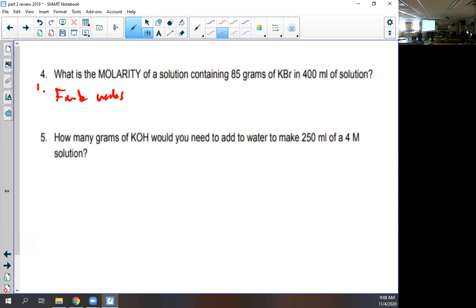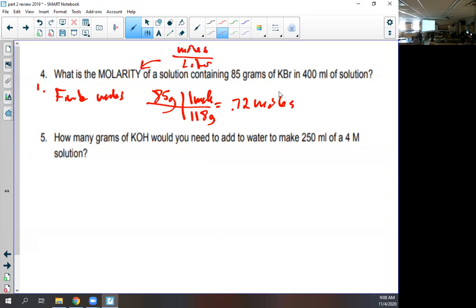We take my given grams, and I set up a picket fence to solve for moles. So I must have the 118 grams right here. Is that correct? 1 mole. 85 over 118 was 0.72. Is that right? 0.72 moles. But that's not my answer, because what's the unit of molarity? It's moles over liter. So I take this and I put it in my denominator, but also a trick, it's 0.4 liters. And I already forgot, 1.8?